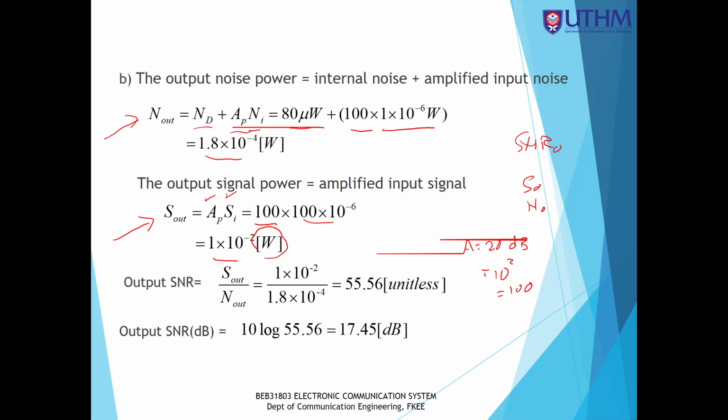So now, after you get NO and also the SO, you can calculate the SNR. So therefore SNRO adalah bersamaan dengan S out dibahagikan dengan N out. So therefore 1 kali 10 kuasa negatif 2 dibahagikan dengan 1.8 kali 10 kuasa negatif 4. So you akan dapat 55.56, tanpa unit. Okay, and then in term of decibel, so 10 log SNRO, you akan dapat 17.45 dB.